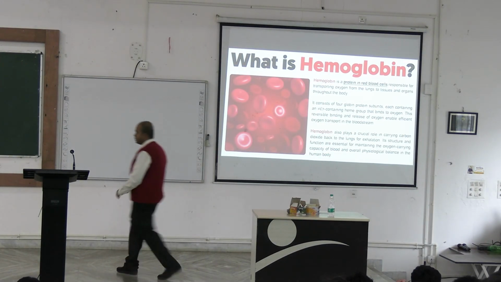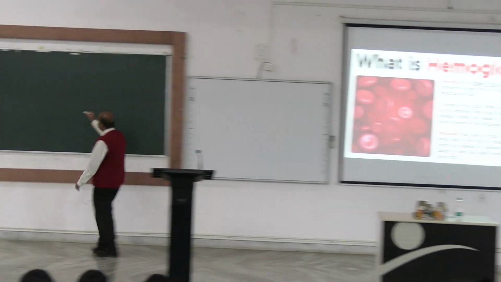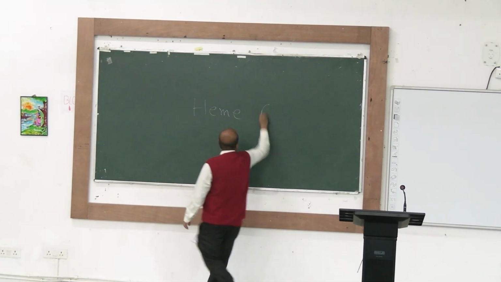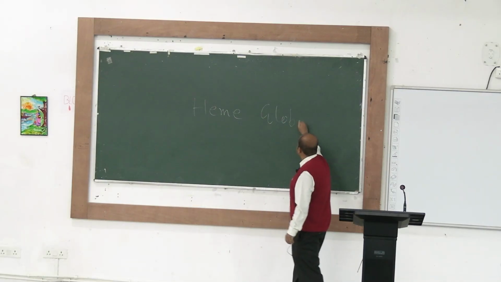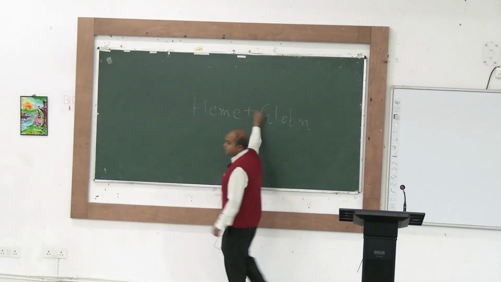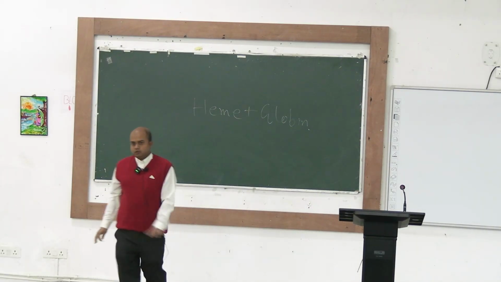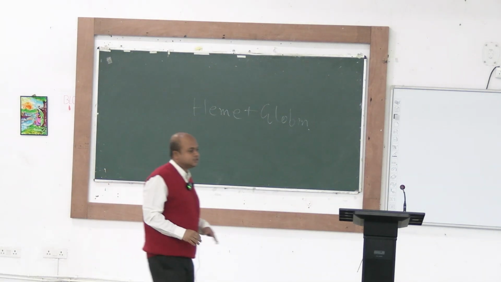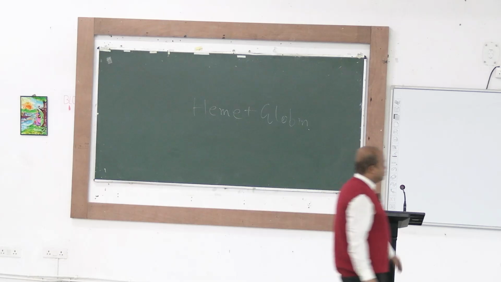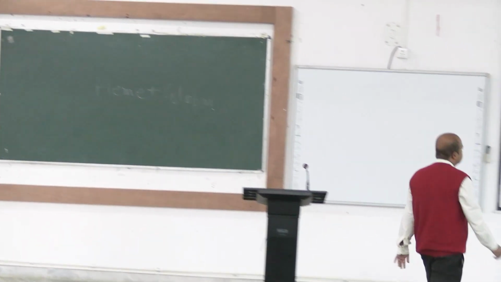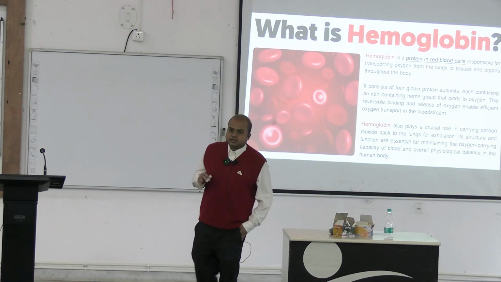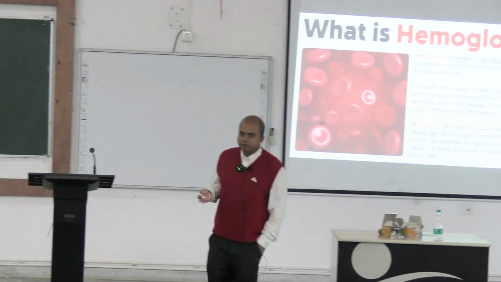So, talking of hemoglobin, this is heme plus globin, you know that also. Heme is a separate entity, globin is a separate entity, and together they form the hemoglobin. Globin is protein subunits. So, what is the main role of hemoglobin in the body?